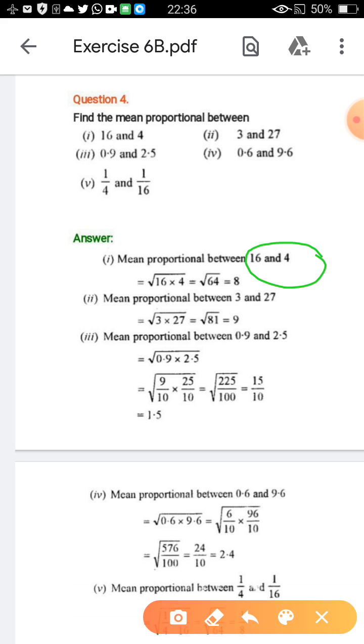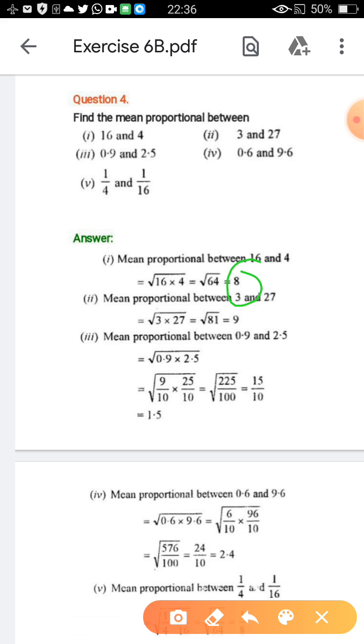Whenever you have to find the mean proportional, it is a very easy formula. Mean proportional is equal to the surd of the multiplication of the given two terms, 16 into 4. 16 into 4 will be 64, only inside the surd. So the square root of 64, how much is the square root of 64? 8. Square root of 64 is 8.